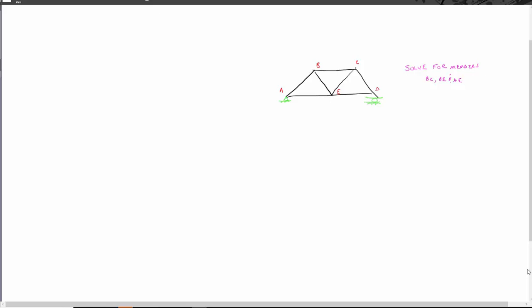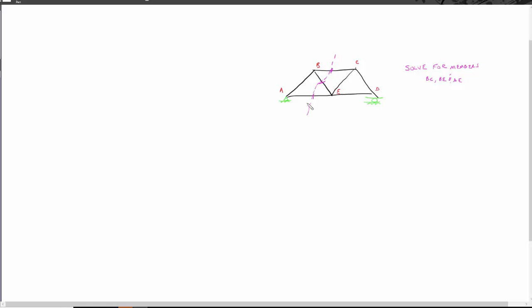Hello, today we're going to go over the method of sections in computing the axial forces of a truss. So if you look at the right hand side of this page here, I kind of have an ugly truss drawn, but I want to note a few things. If we're going to be solving for BC, BE, and AE, that's going to be this member, and this member. If you notice, we can cut through here and we would have two sides to this truss.